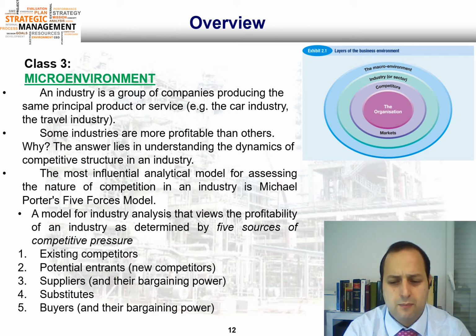Basically, this is a model for industry analysis that views the profitability of an industry as determined by 5 sources of competitive pressure. Those 5 forces are the existing competitors within that industry, the potential entrants within that industry, which is going to be determined by the entry barriers of such industry, the suppliers and their bargaining power, the substitutes of such industry, and the buyers and their bargaining power.